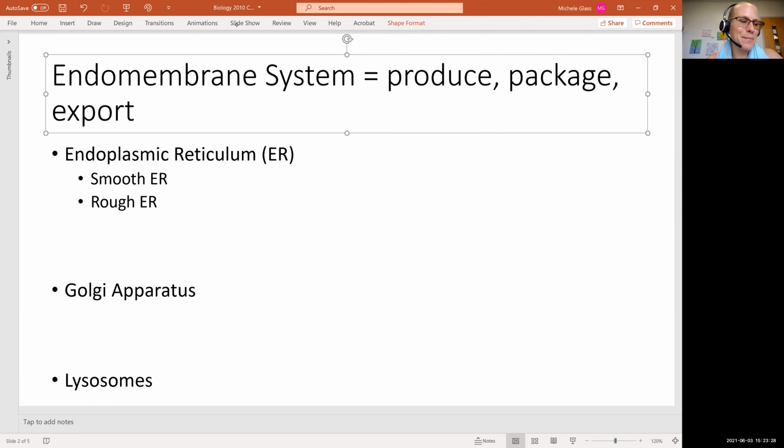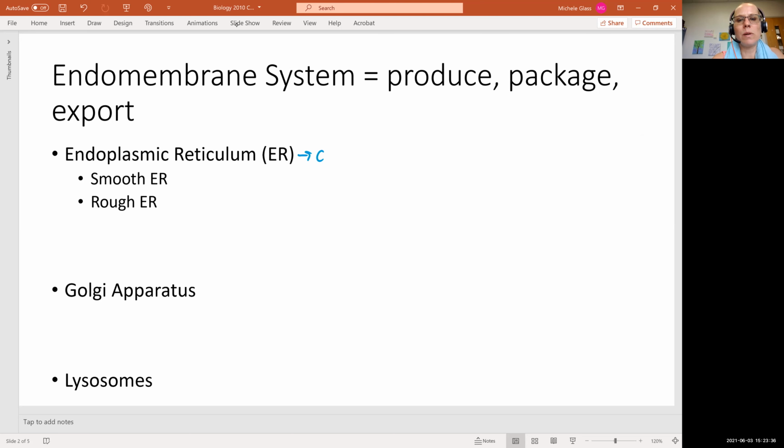Goodness, messing up my system today. All right. The key feature of the endoplasmic reticulum is that we're going to see it being continuous with the nuclear envelope. And we'll see that it consists of both smooth and rough ER. The difference here is that the rough ER has ribosomes and the smooth ER does not.